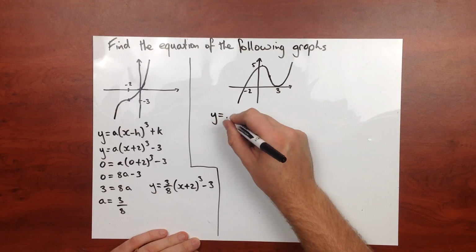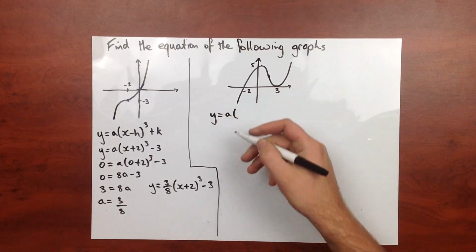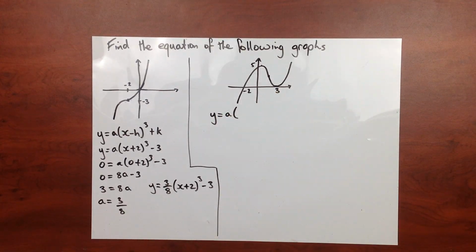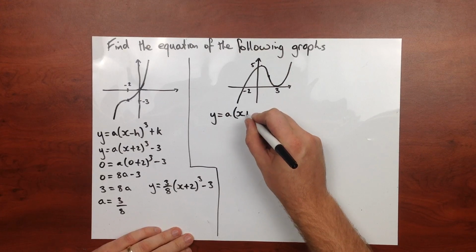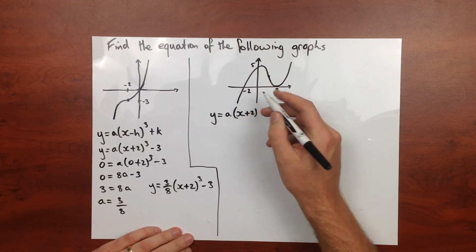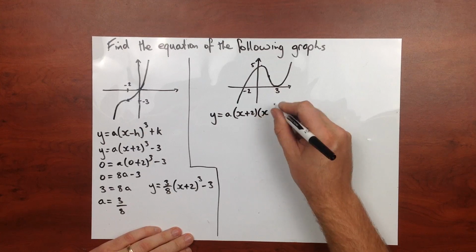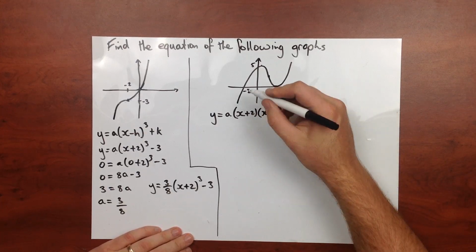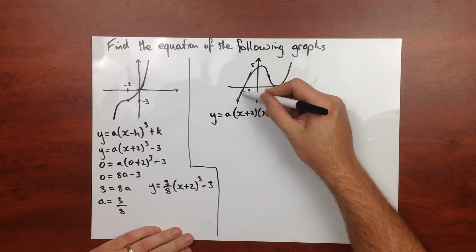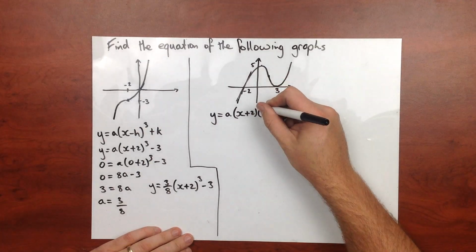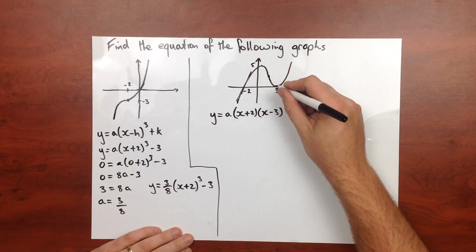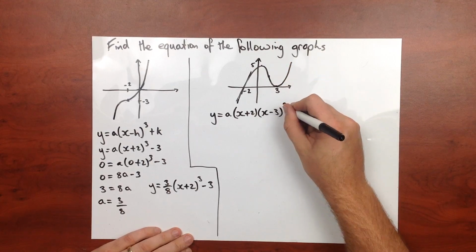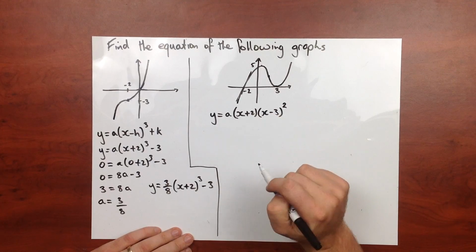So we can say, well, we've got y equals a. We've always got that a, which is a dilation factor, which we do more about with our transformations a bit later on. But we know we've got a factor here that is going to be x plus 2, because remember we've got to change our signs. And we've got one here that's x take 3. Now what we know here is this is one of our linear factors, so this one's going to have a power of 1 on it. This one is like a quadratic, this intercept here, so we need to put that as a power of 2. That's how we get to our degree 3 that we needed.